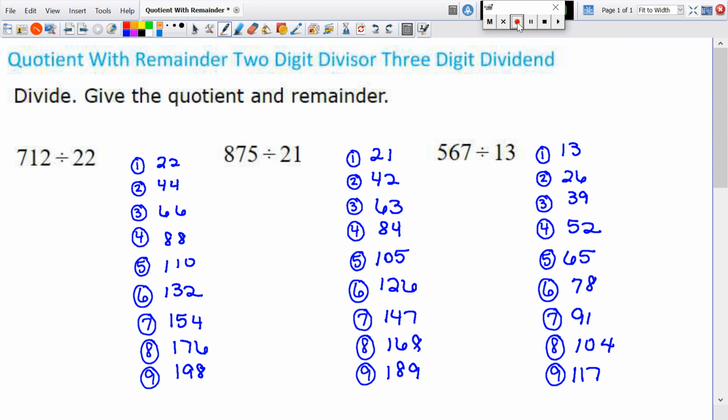Quotient with remainder of a 2-digit divisor and a 3-digit dividend. A lot of people do not like to divide because, quite frankly, they don't know their multiplication tables very well, and they don't like to multiply, or for whatever reason. I'm going to show you a method today where you don't even use multiplication. You just use addition and subtraction to divide.